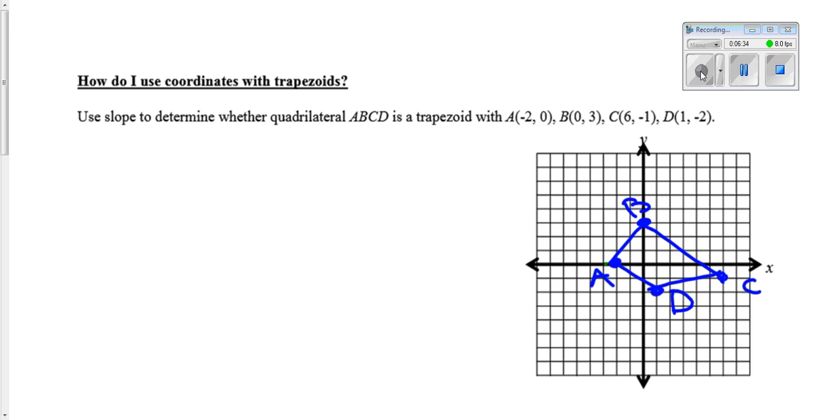So I'm going to do slope. So I'm drawing my slope step. So I went down 2. Since it went down, it's a negative over 3. Okay, so the slope of AD equals -2 over 3.